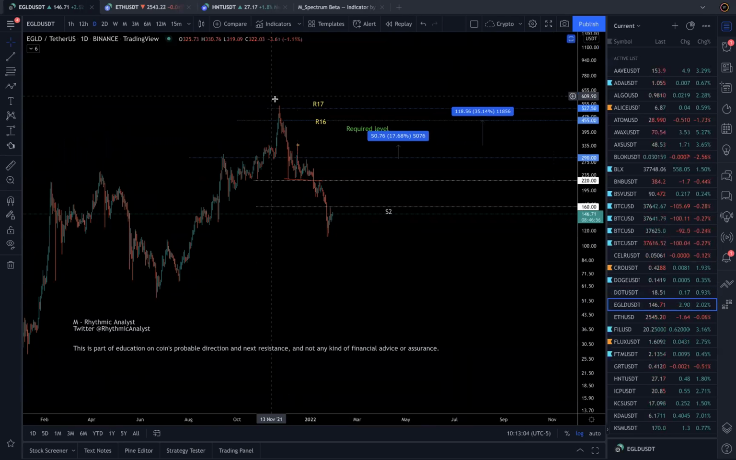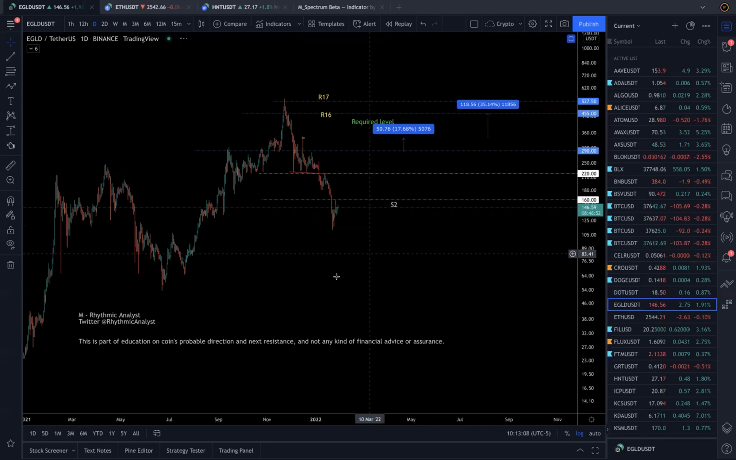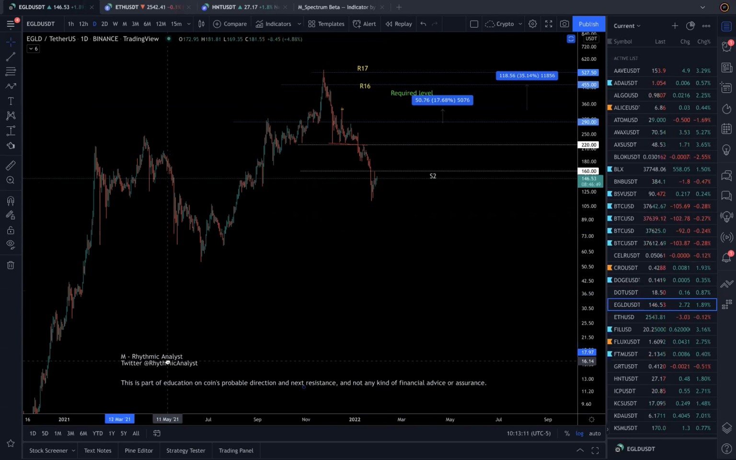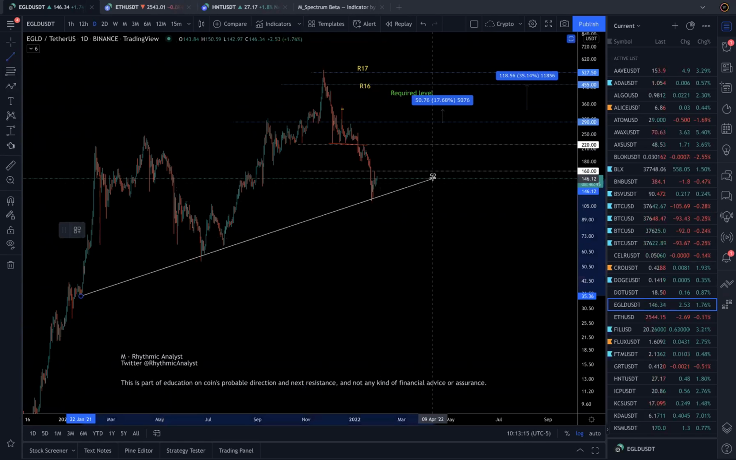EGLD made a new high, right? As I said, some of the coins made new highs, and this can also be explained through a simple trend line. Very simple technique.